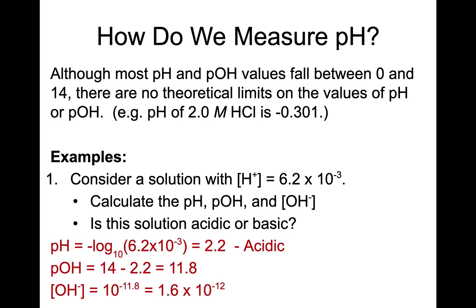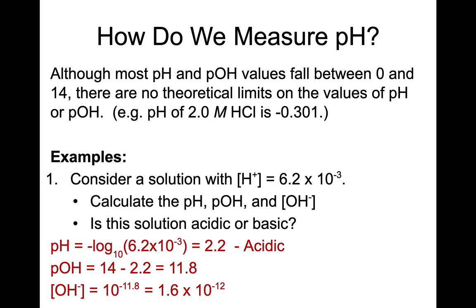So the pH, again, is based on this logarithmic equation. All we do is we take this equation, the negative log, base 10, and we plug in our given concentration of hydrogen ions. So we get a pH value of 2.2. From that, we can conclude that we have an acidic solution because this value is less than 7.